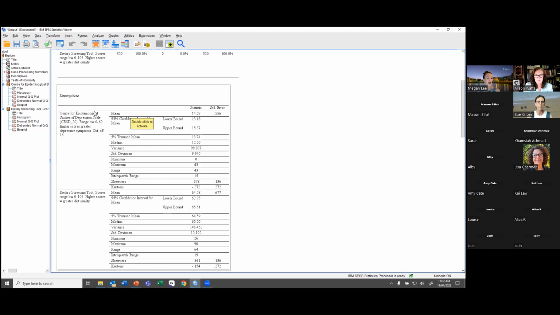Here's our descriptive. So our studies of depression scale, our CESD, and this is what we went through last week, it's got an average score of 14.27. Now, this label here tells us that the scale ranges between 0 and 60, higher scores equal greater depressive symptoms, and the cutoff for depressive symptoms is 16. So anyone over 16 had depressive symptoms. So what does the average score tell us about the depressive symptoms across the data set of our Vegetarians for Life? What does this 14.27 relate to?